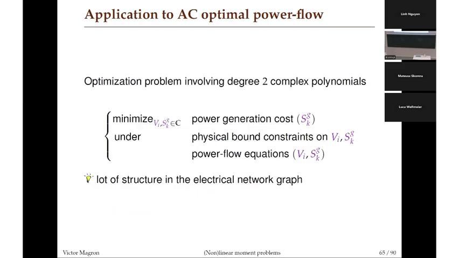So the optimization problem looks like that. It is a very hard optimization problem for two reasons. The first reason is that there are thousands of variables. The second reason is that every variable is complex, because of the current.